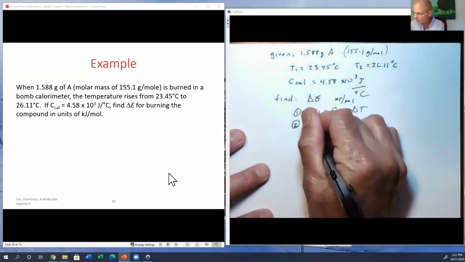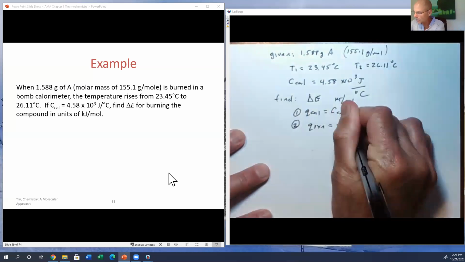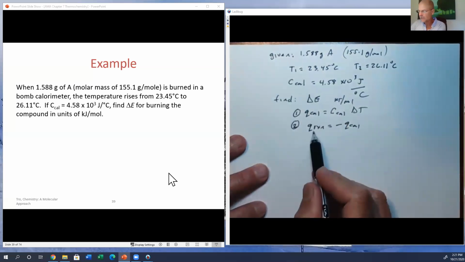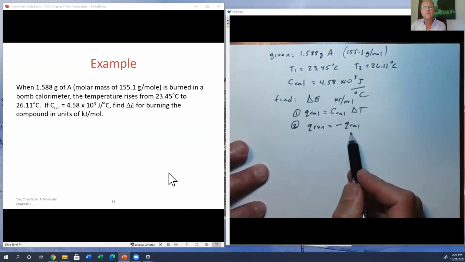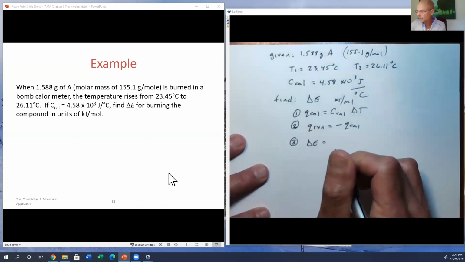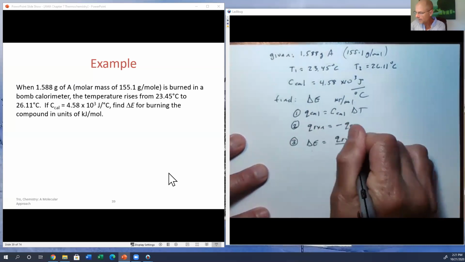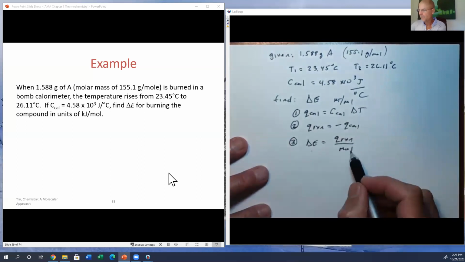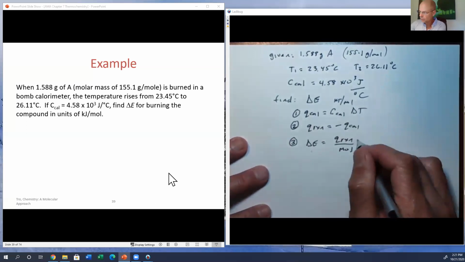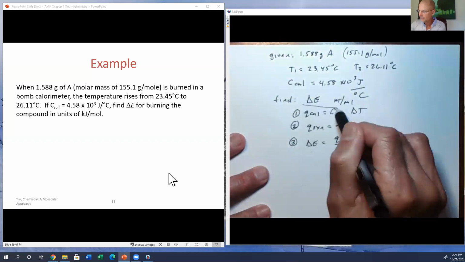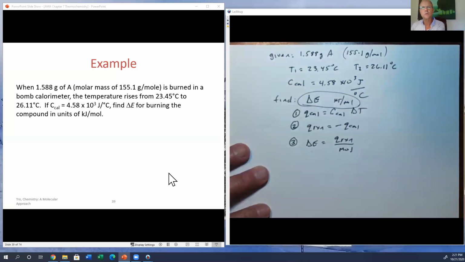So Q reaction is equal to minus Q calorimeter. The amount of heat being given off by the reaction is whatever Q calorimeter is, but you just take the opposite sign of it. And then in the third part, we're going to say delta E is equal to Q reaction divided by the number of moles that reacted. We're just going to divide by the number of moles because that way we're going to get joules per mole, which is what it's asking for. Find delta E in joules or kilojoules per mole, okay?